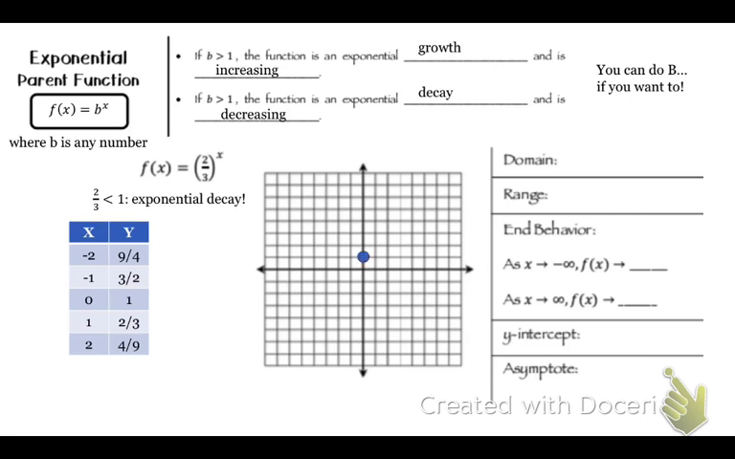Okay, so we have 0, 1, 1, 2/3, 2, 4/9, and then -1, 3/2, and -2, 9/4. It's going to look something like that. From those 5 points, you can get a gist of what's going on. So this is -infinity to infinity, 0 to infinity, and there's not a bracket at 0 because that's an asymptote. As x goes to -infinity, f of x goes to infinity, and as x goes to infinity, f of x goes to 0. Y-intercept at 0, 1. And there's an asymptote at y equals 0.